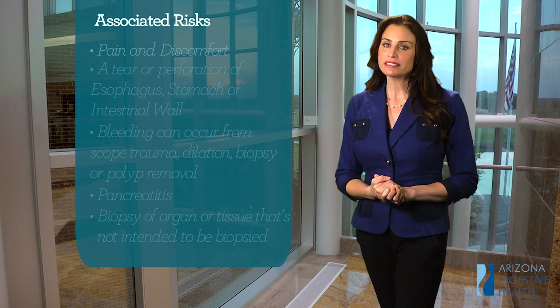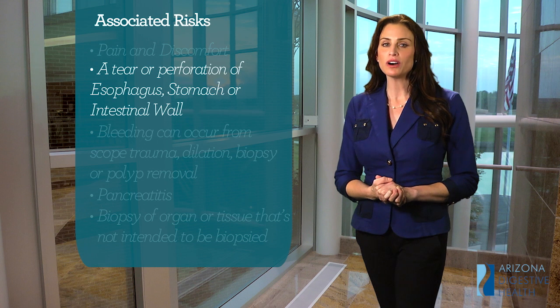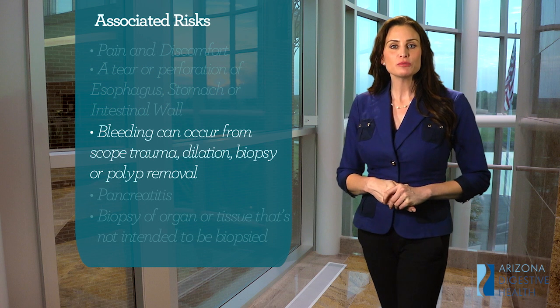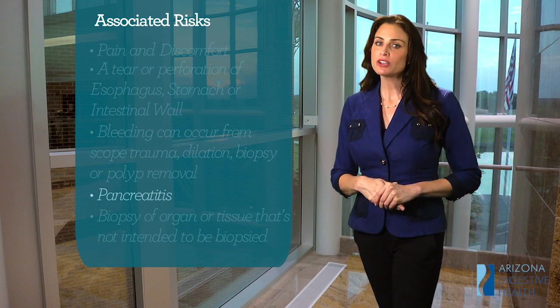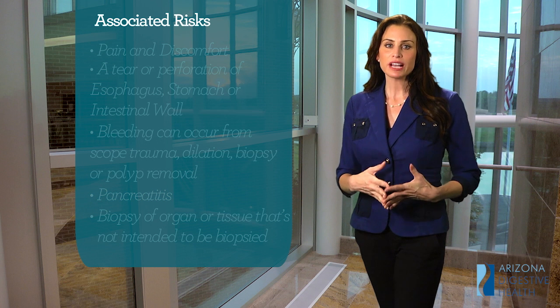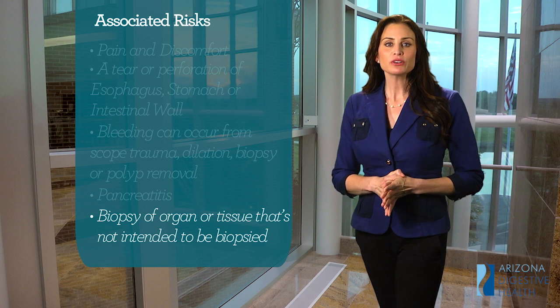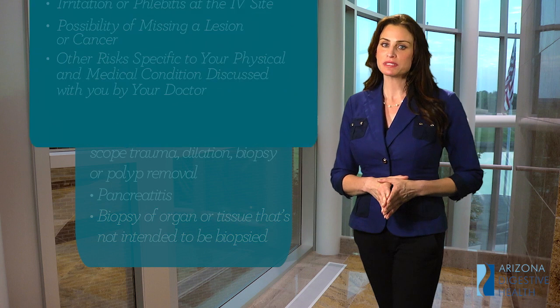EUS is usually safe and associated with very low risk. However, you should be aware of any possible associated risks. Risks include pain and discomfort, a tear or perforation of the esophagus, stomach, or intestinal wall. Bleeding can occur from scope trauma, dilation, biopsy, or polyp removal. Pancreatitis, biopsy of an organ or tissue that was not intended to be biopsied.